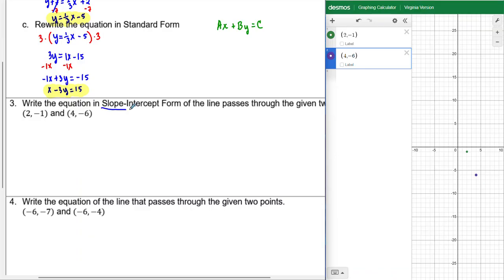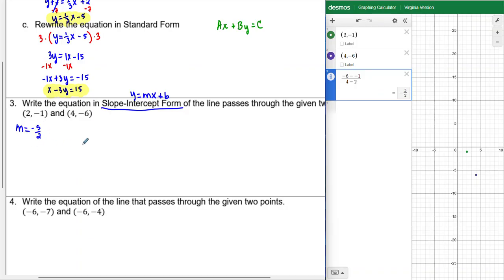So slope-intercept form is y equals mx plus b. So I do need to go ahead and first find the slope. I do need the slope. So that's going to be y2, so negative 6 minus y1, which is negative 1, over x2, which is 4, minus 2, x1, and then just turn it back into a fraction. So that looks like it's going to be negative 5 over 2.